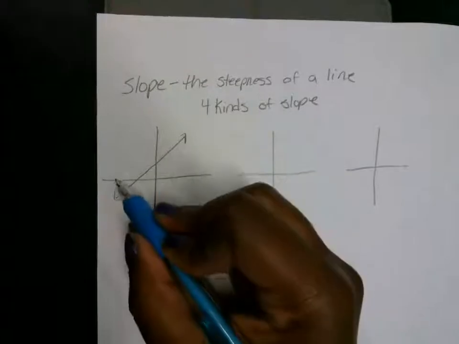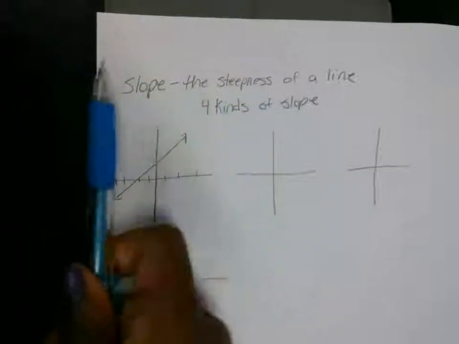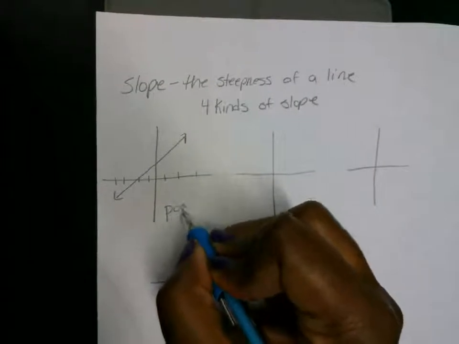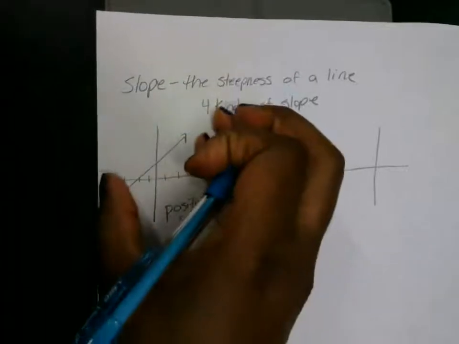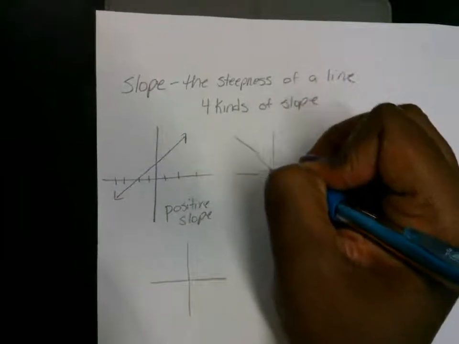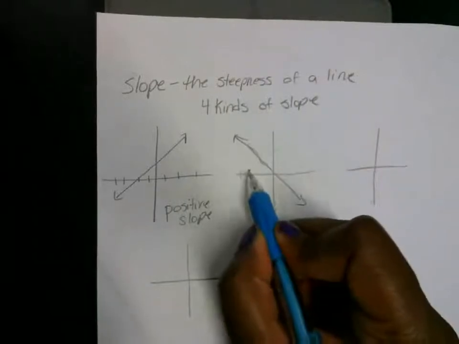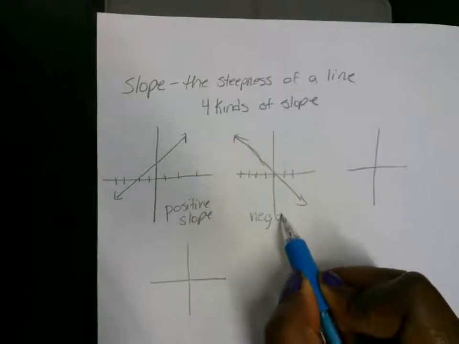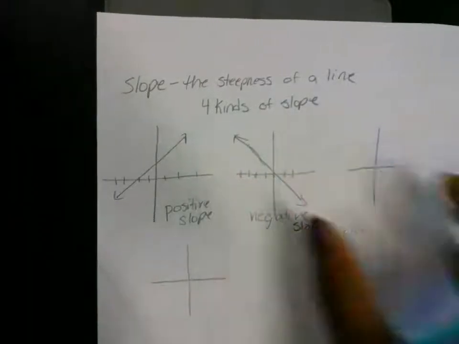Since this line is going up from left to right as you're reading a book, this is a positive slope. So the answer for this slope would be a positive number. If the line, from left to right as you read it, is going down, this is a negative slope. So slope here would be a negative number.